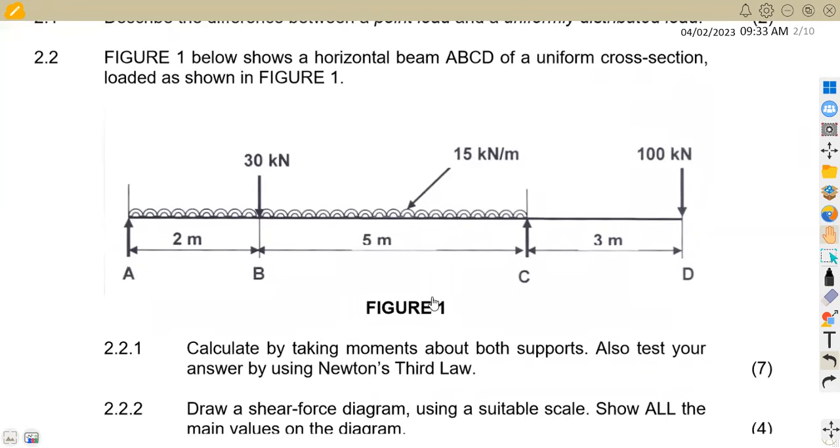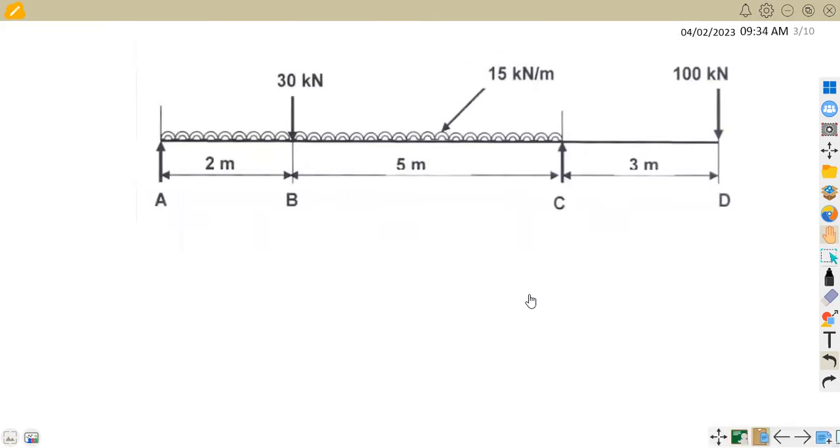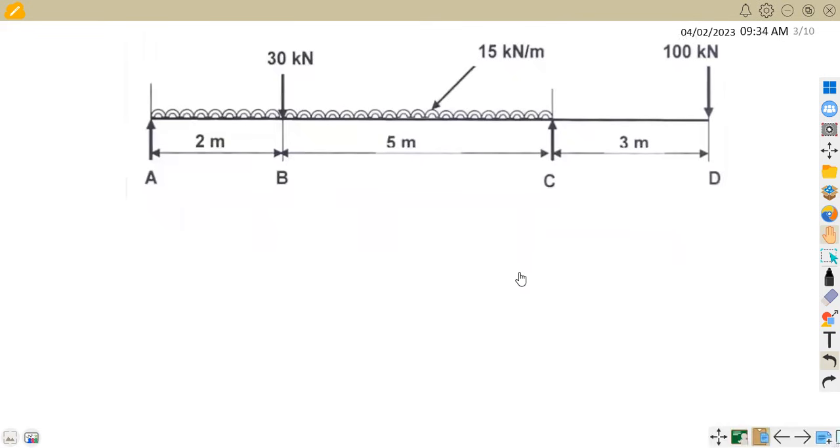The question in 2.2.1 is to calculate the reactions by taking moments about both supports, and test your answer by using Newton's third law, which is that the sum of forces up is equal to the sum of forces down. So that is what you're going to do. Let's check it. I'm just going to take it from this part.